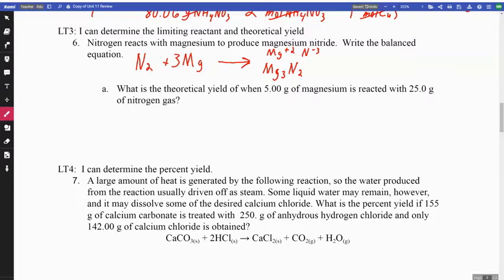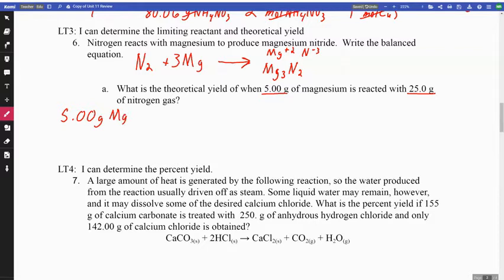All right, what is the theoretical yield when 5 grams of magnesium is reacted with 25 grams of nitrogen gas? So the way that theoretical yield problems work and limiting reactant problems work is basically you just need to do 2 stoichiometry problems. One with that given, and a separate one with that given. So we'll start with our 5.00 grams of magnesium.